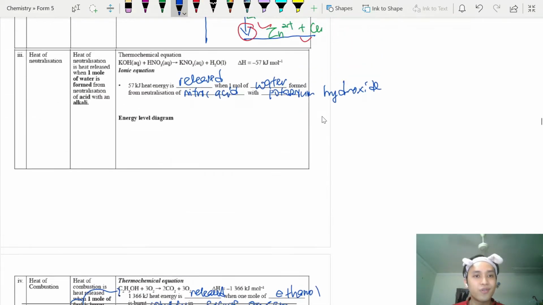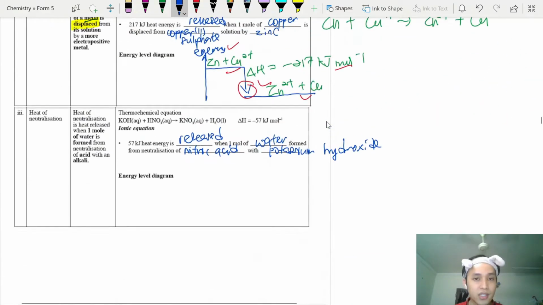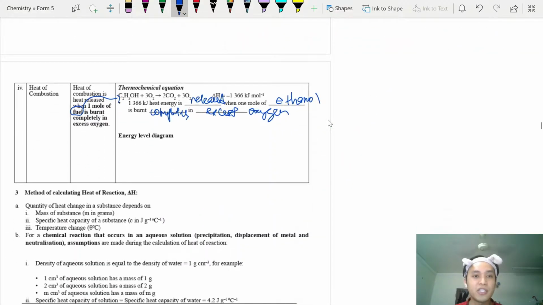Okay, so the 4 different types of heat of reaction. Now, of all the 4 reactions here, only the first 3 have an ionic equation. Combustion doesn't have an ionic equation, so I just use this one for my energy profile diagram. Okay, so that is it, the 4 different types of reaction.